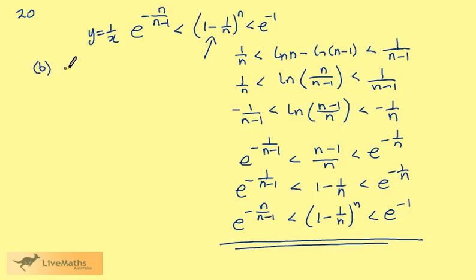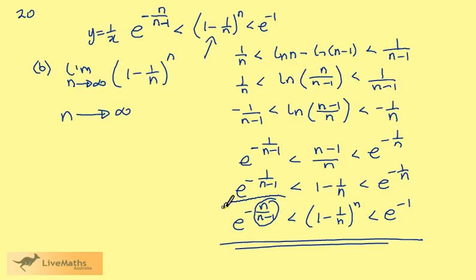Now in part B, we want to deduce the limit as n tends to infinity of 1 take away 1 over n to the n. So we have n tending to infinity. That means that this expression here will tend to 1, and therefore the whole thing here will tend to e to the negative 1. So this is sandwiched between e to the negative 1 and something approaching e to the negative 1, so it must tend to e to the negative 1.